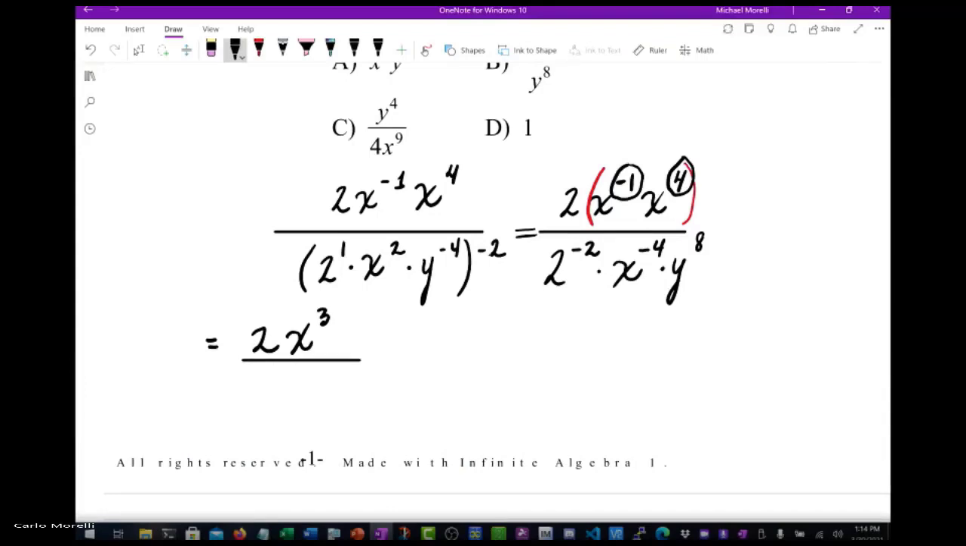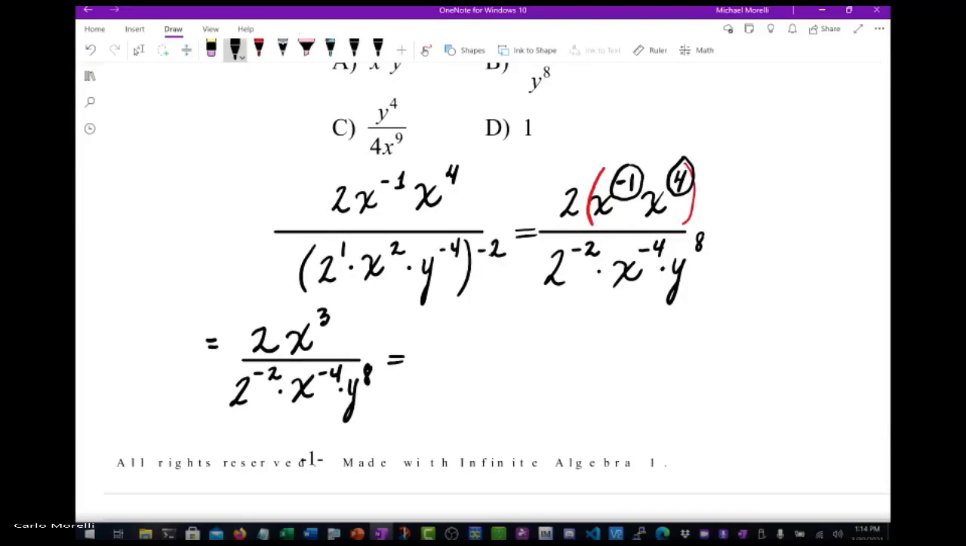Now let's deal with 2 to the -2. Okay. Well, I actually don't want to deal with that right now. We'll just rewrite it. 2 to the -2 times x to the -4 times y to the 8th. Okay.